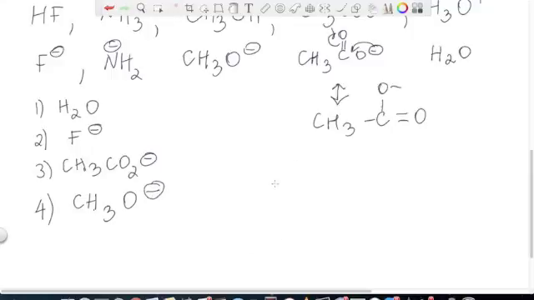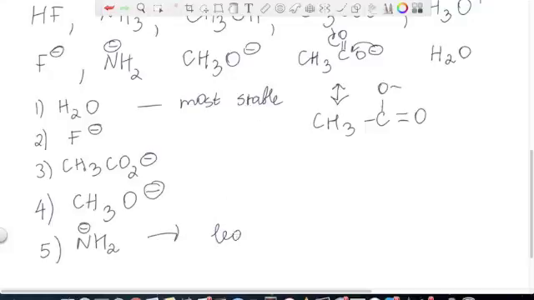Okay, and then the last, the least stable of all is NH2 minus. Okay? All right, so just to remind you, this is the most stable conjugate base, right? And NH2 minus is the least stable conjugate base. So based on this ranking, we can then find the weakest acid, right? The weakest acid would be NH3, right?